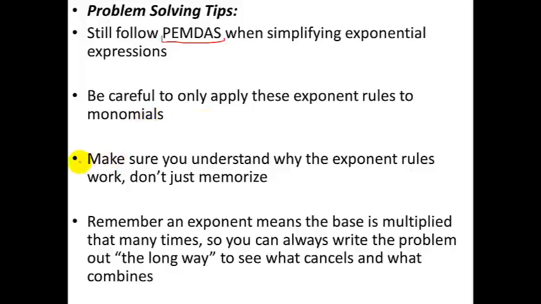The second or third thing here that I want to emphasize is you could memorize all these exponent rules, and you should memorize them, but most importantly is that you understand why they work. And to understand why they work, you can always go back to that definition of exponents being written out the long way. So for example, x to the third really does mean x times x times x. And so if you're ever unsure what that shortcut was, or you forgot, or you want to double check, you can write it out the long way and figure it out. Remember, an exponent means the base is multiplied that many times, what I just showed you right here, so you can always write it out.